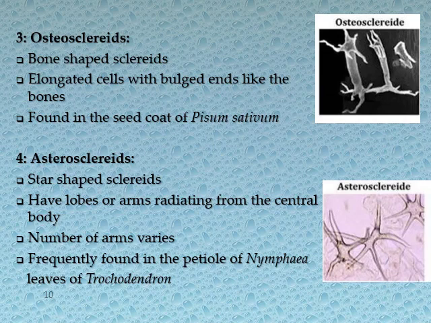So the next type is Astrosclereids. These are star-shaped cells, or Sclereids having lobes. These cells have lobes or arms that radiate from the central body. The number of arms varies in different species, and such types of Sclereids are found in the petiole of Nymphaea and the leaves of Trochodendron.